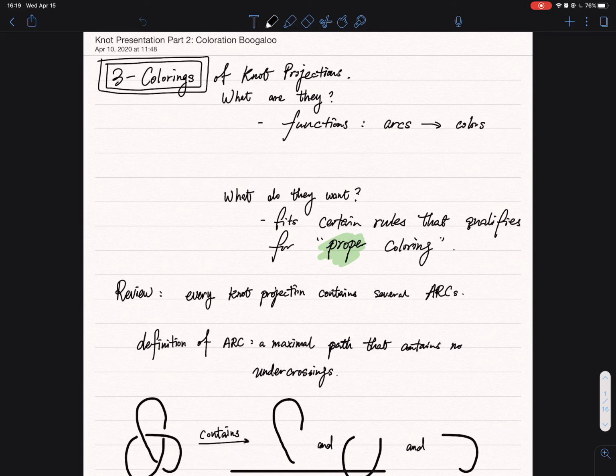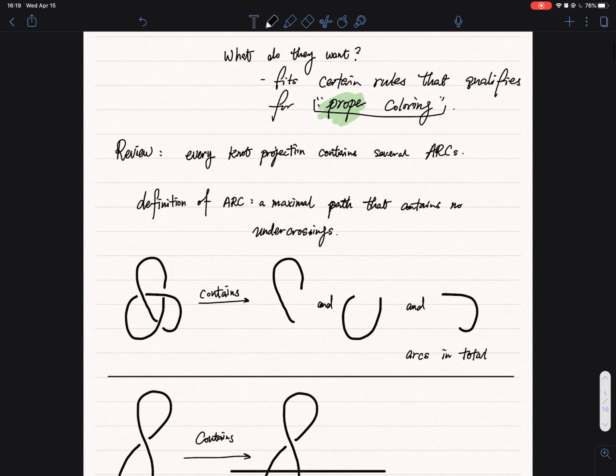Hello, welcome to the second part of the presentation. We're going to talk about three colorations of knot projections today. So what are the three colorations? We can consider them as a kind of function that assigns each of the arcs a specific color. And the fact that they are a special kind of coloration means that we have to satisfy a set of properties that we'll define later.